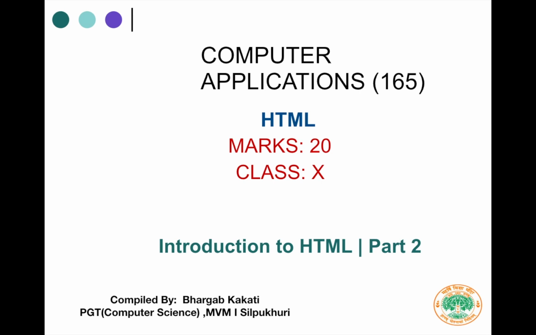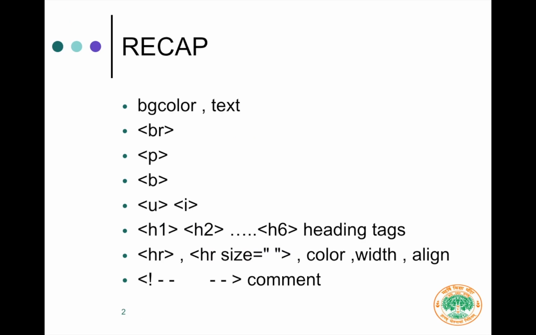So before beginning, let us try to revise what we learned in part 1 of this series. In part 1, we learned about BG color, how to give the background color. We learned about the attribute text, as to how to give the text color. We learned about the BR tag as to how to bring text to the next line. We learned about the P tag, B tag, U tag, I tag and the heading levels from H1 to H6.